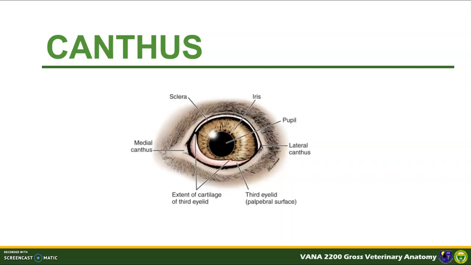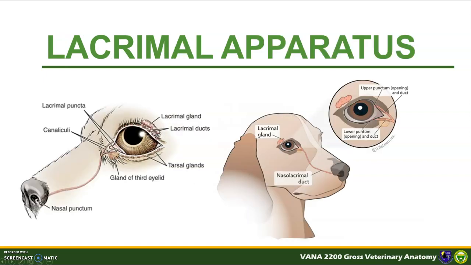Let us also identify the canthus. The canthus is the point where the eyelids meet. There are two canthi, the medial canthus and the lateral canthus. For orientation purposes, let us assume that this is the area of the nose or the medial side, and this is the area of the ear or the lateral side. By the name itself, the medial canthus is the point where the eyelids meet at the medial side, while the lateral canthus is the point where the eyelids meet on the lateral side.